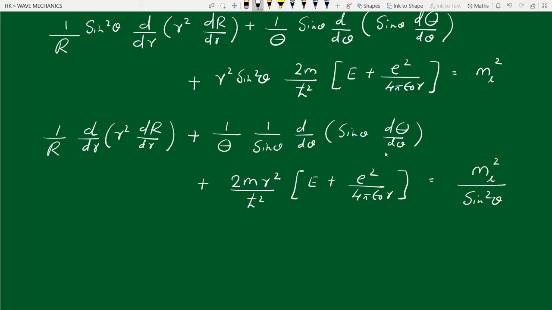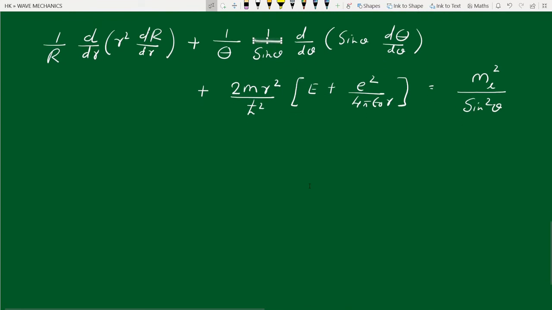Now if you look at this equation, our aim is this: the first term depends only on the radial variable, and the third term, apart from the constant E, the total energy, also depends only on the radial variable r. The second term depends only on the theta variable, with no radial variable. The term on the right side also depends on the theta variable. So I will take this second term to the right side, so that on the right side we will have only theta variables, and on the left side we will have only r variables. That's our next step.